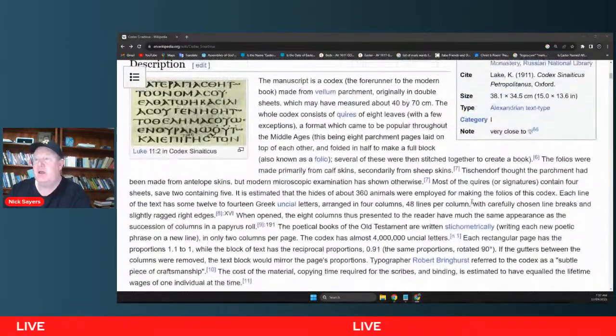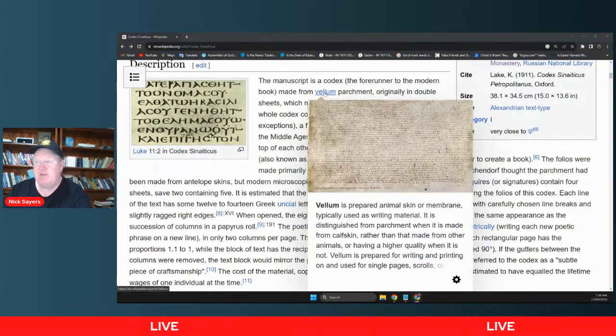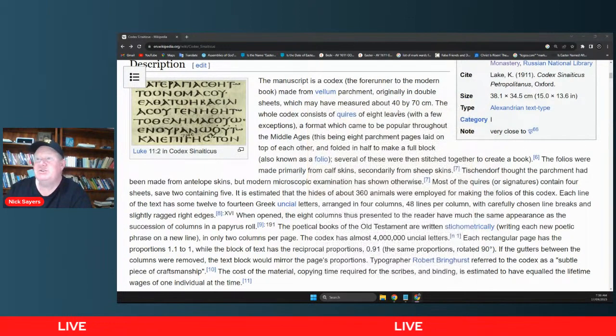The description here is: the manuscript is a codex, the forerunner to the modern book, made from vellum parchment. Here, vellum is prepared animal skin or membrane, typically used as writing material. Originally in double sheets, which may have measured about 40 by 70 centimeters.